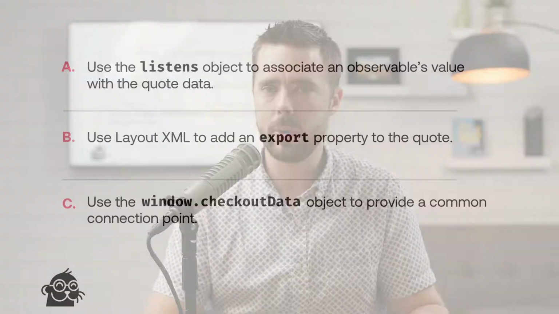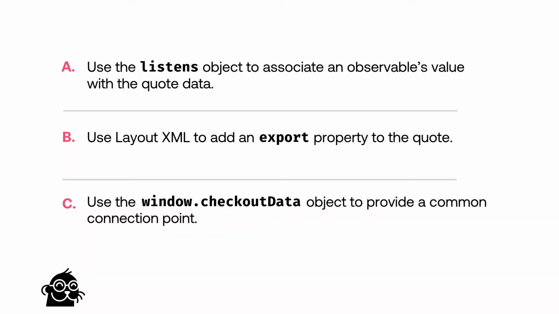We have 3 answers as always. Let's see what they say. Number 1, use the listens object to associate an observable's value with the quote data. B, use layout XML to add an export property to the quote. And C, use the window.checkout data object to provide a common connection point. So, which one is correct?